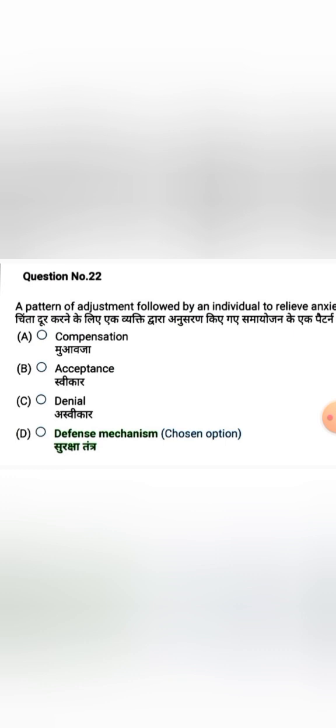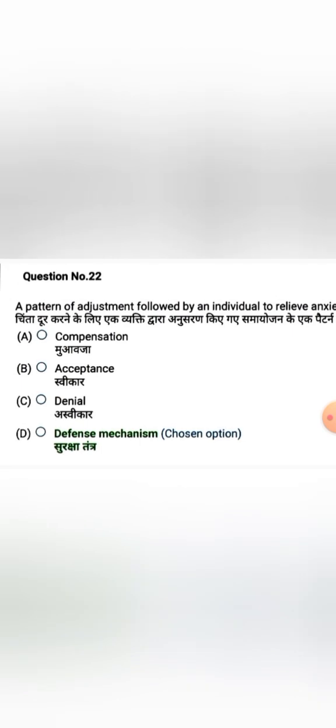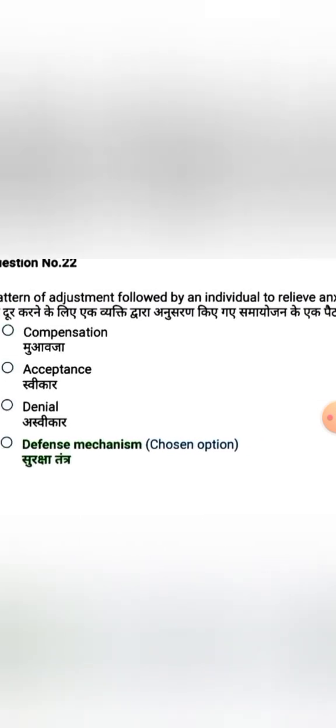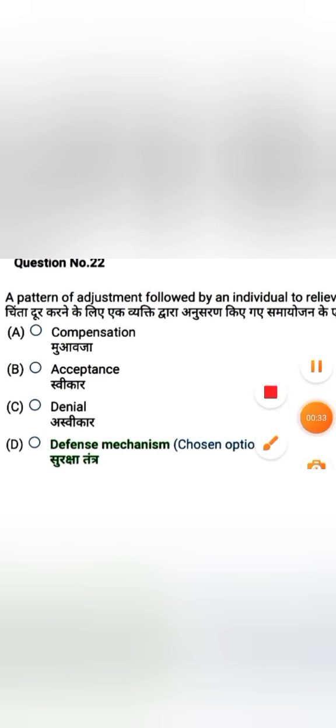Next question, a pattern of adjustment followed by an individual to relieve anxiety is known as? Options. Option A compensation, option B acceptance, option C denial, option D defense mechanism. The correct answer is defense mechanism. Defense mechanism is a pattern of adjustment followed in any anxiety or stressful situation. Option D is the correct answer.